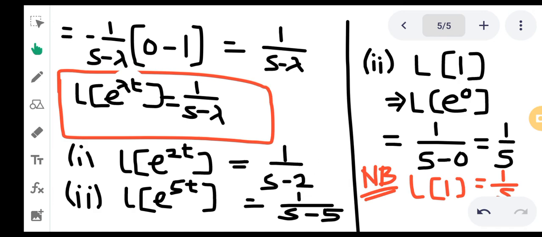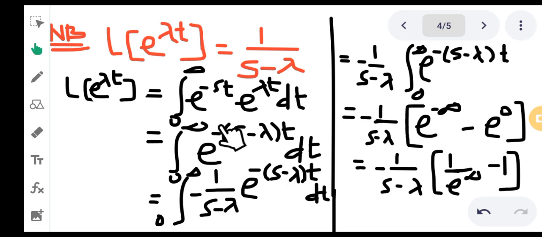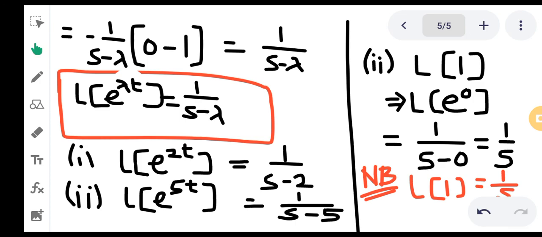Very simple. Next, the Laplace of e exponent 5t, the same procedure. You are going to get 1 over s minus lambda, and the lambda, that's the constant, is 5. So you are going to get 1 over s minus 5. That's the answer. You are done. There's no need for you to go through all the procedure, but you have to understand it.